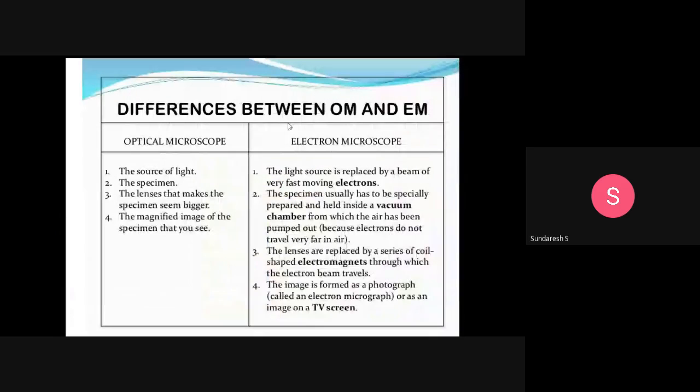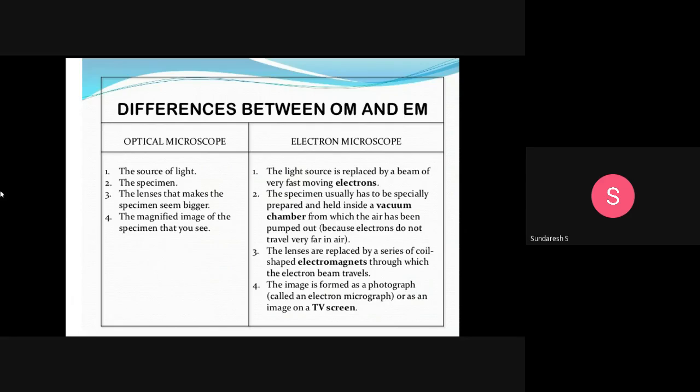And quickly, we have the difference between an optical microscope and an electron microscope. An optical microscope uses a source of light. Here, the source is replaced by a beam of fast-moving electrons. The specimen usually has to be specially prepared and held inside a vacuum chamber from which the air has been pumped out. Since you are maintaining the vacuum, this is not required for the optical microscope; any kind of specimen, any shape, you can use, and there is no need of vacuum.